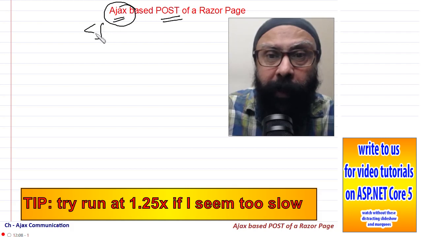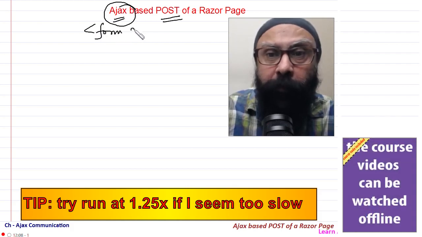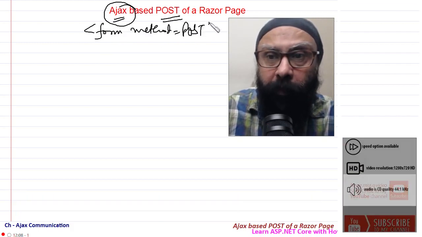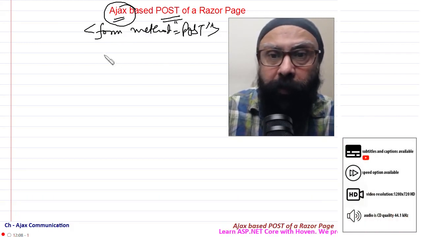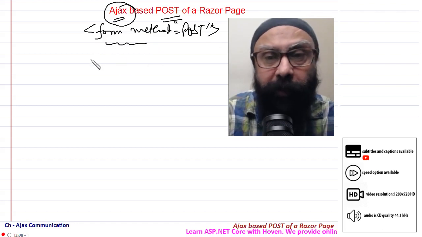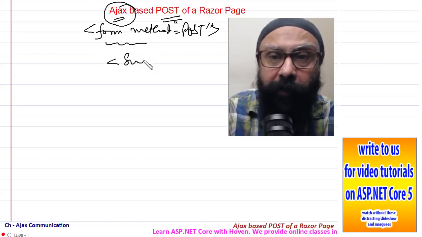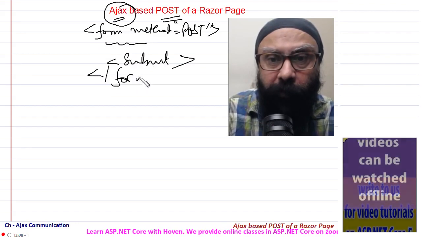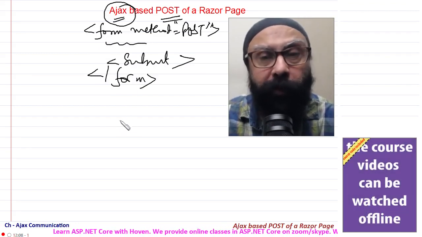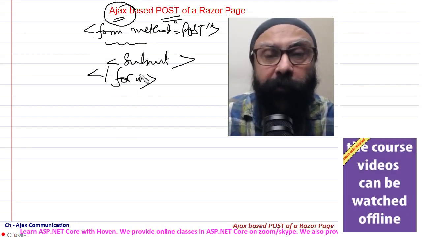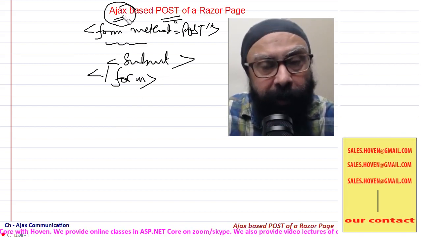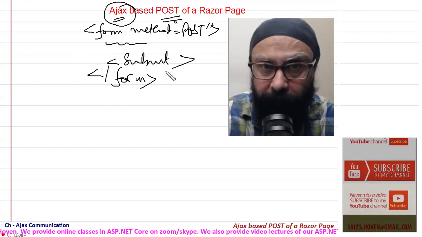Assume that I have a form like this. The form method is post, and I have written some fields inside it, and there is a submit button in the form. Let us suppose this is our setup, and now we have to send the form data by using AJAX when the submit button is clicked.